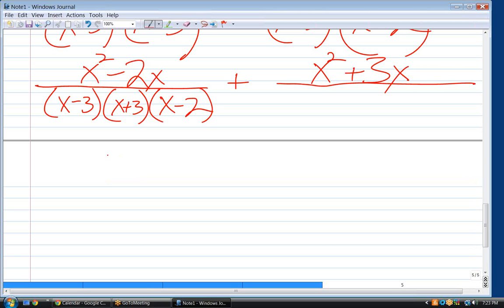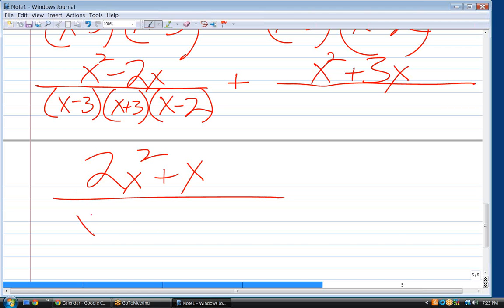x squared minus 2x. Hold on. Let's. How many x squareds do we have in sum? 2x squared. How many x's do we have in sum? x. And they're all over.